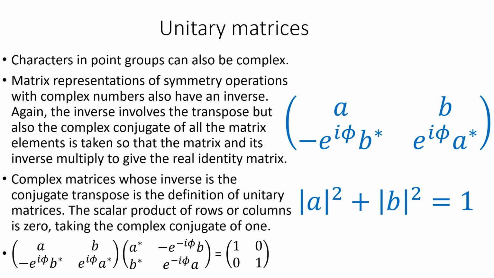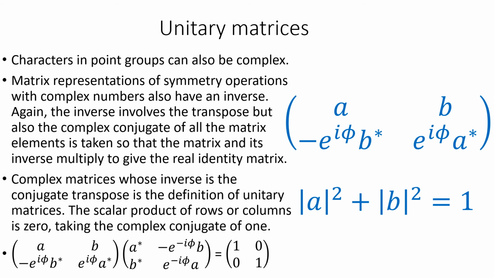If we look at the multiplication to give the top left-hand 1 in the identity matrix, you'd have A times A star plus B times B star. And this is how we defined A and B, so that the square moduluses summed together gave you 1.